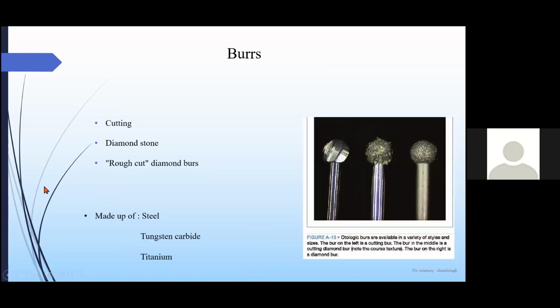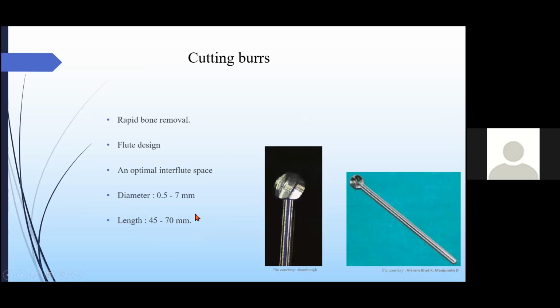So let's see the burrs which are used along with the handpiece or the drills. They are broadly of three types: the cutting burr, the diamond burr, and an intermediate or rough cut diamond burr. They are made up of steel, tungsten carbide, or titanium. Let's discuss the first burr, the cutting burr. It's very important and most commonly used during drilling of the mastoid because of its specific design. The head of this burr has specific projections called flutes, and they are responsible for effective, rapid bone removal.